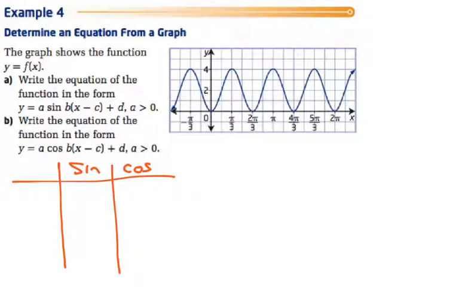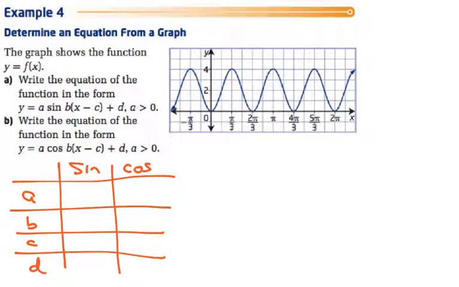We have four things we need to find. That would be A, B, C, and D. The easiest one to find first is D. D is the vertical shift up or down. To do that, we need to find where the middle of this function is.